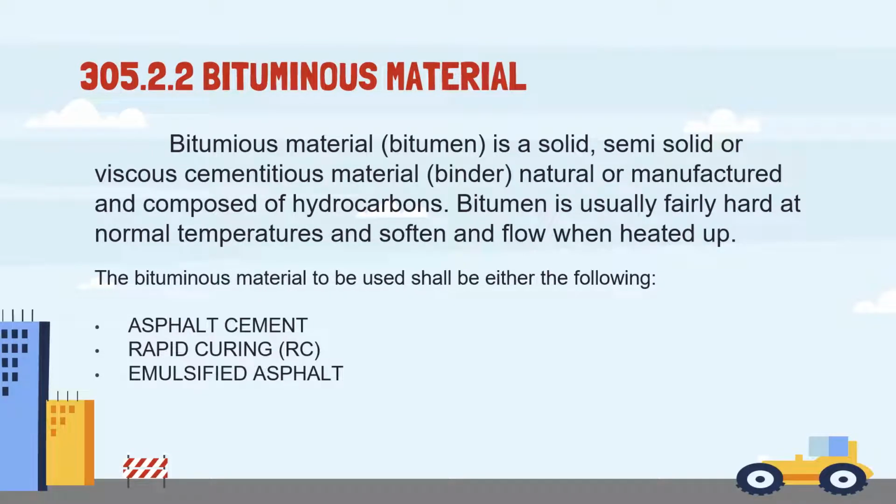305.2.2 The bituminous material. Bituminous material or bitumen is a solid, semi-solid, or viscous cementitious material, binder, natural or manufactured, and composed of hydrocarbons. Bitumen is usually fairly hard at normal temperature and softens and flows when heated up. When the bituminous material is mixed with aggregates in their hot fluid state and then allowed to cool, they solidify and bind the aggregates together, forming a pavement surface. The bituminous material to be used shall be either the following: the asphalt cement, rapid curing RC, or the emulsified asphalt.